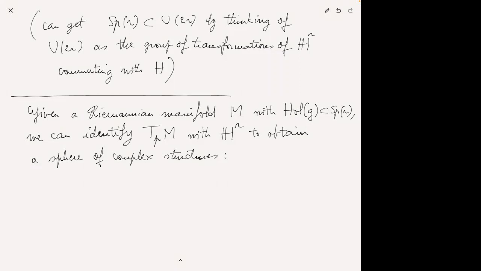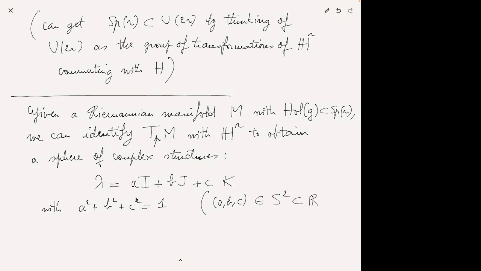And then you have this identification, and you can define this sphere of complex structures in the following way. So what are your complex structures? You write lambda equals a times I plus b times J plus c times K with a squared plus b squared plus c squared equals one. So now you see that the triple (a, b, c) naturally belongs to the sphere S^2 inside R^3, just the unit sphere, right? That's why we talk about a sphere of complex structures. Each point of the sphere gives a complex structure, given as a linear combination of three complex structures I, J, and K. And what are these complex structures I, J, and K?